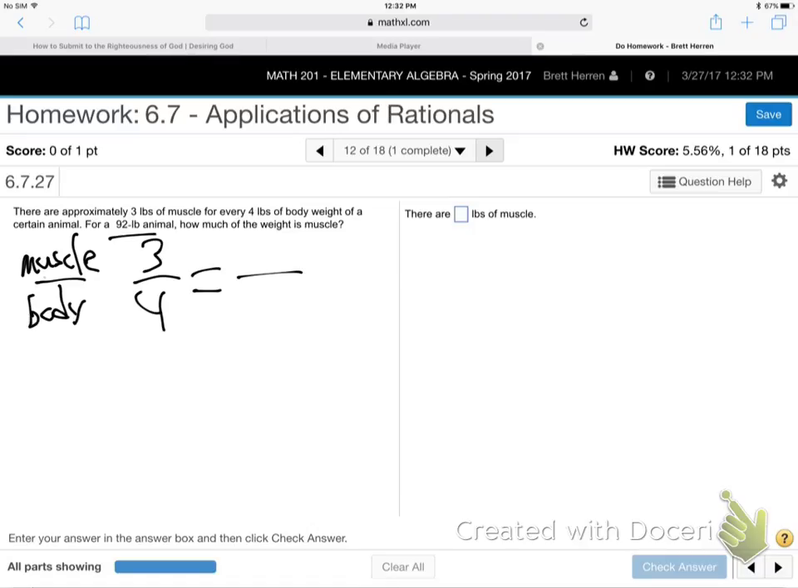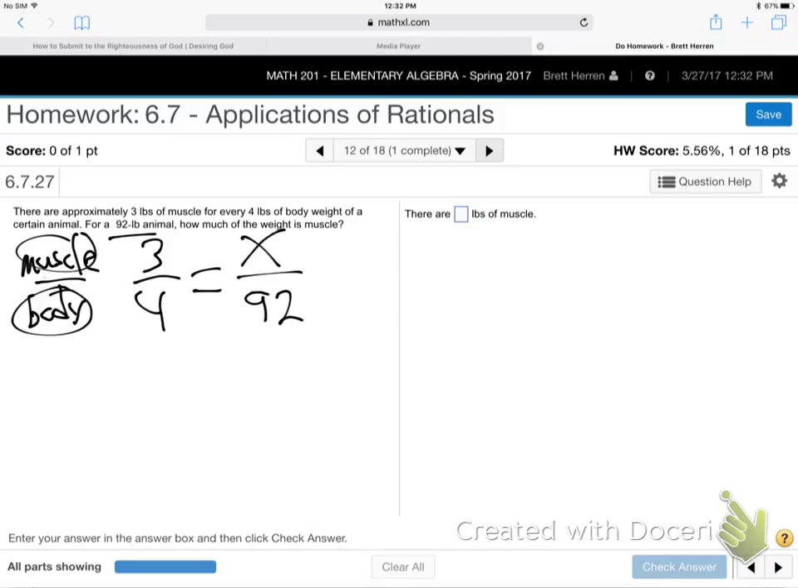Yeah, ask yourself, is the 92 muscle? If so, it goes in the top. Or is it body weight? If so, it goes in the bottom. The 92 is body weight. Does everybody see what I did there? I just took the 3 and the 4, and I made a fraction. I wrote muscle and body just to help. You don't have to write that, but I think it helps. Equals, and the 92 goes to the bottom because it's body weight. Body to the body.